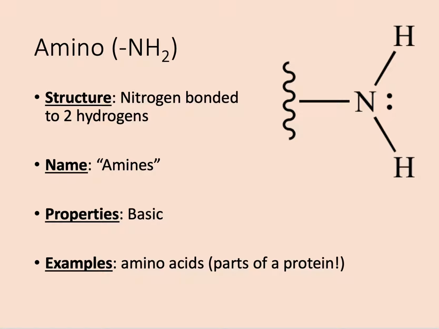Amino. So in this picture, instead of having an R, that's the squiggly. You can imagine the long chain of carbon where the squiggly is. So in this case, it's a nitrogen that is bonded to 2 hydrogens. And those 2 random dots next to the nitrogen, those are just extra electrons. The name is called amines. They are bases. That means that they will accept other hydrogens. And this one is super important. These are the amino acids. We'll see more about those in a few days when we do the proteins, but these are parts of an amino acid. You're going to see amino groups.